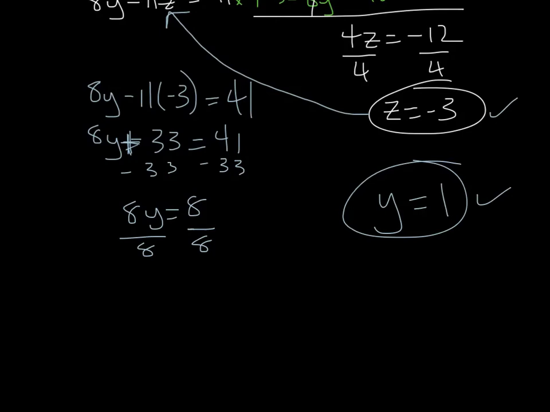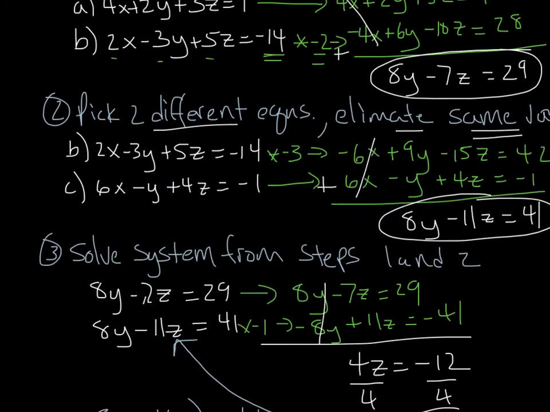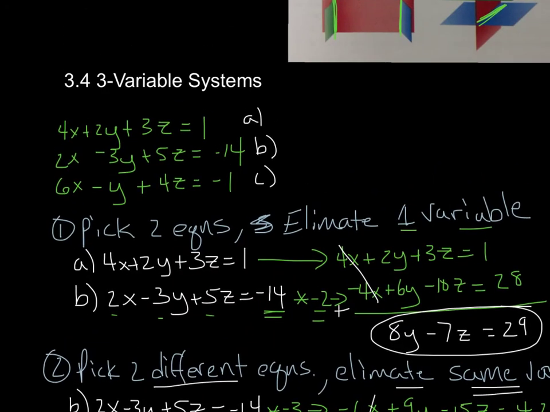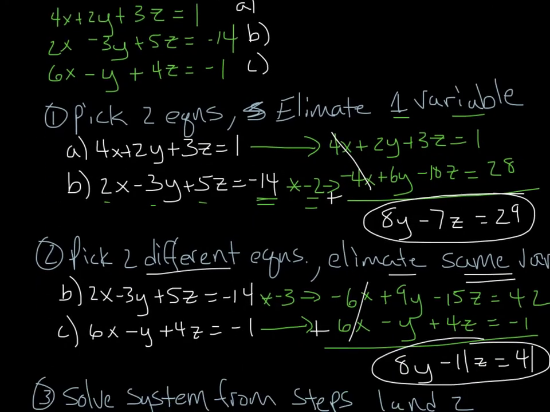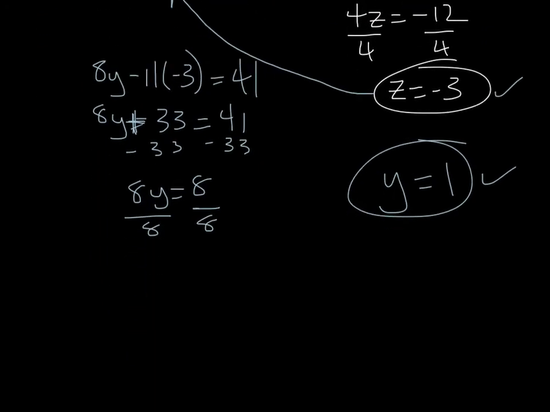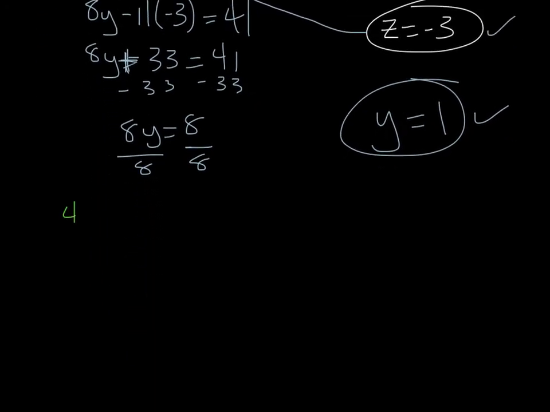So what I'm going to do is take one of my original equations, the one that had all three, x, y, and z. So let me go up and see what that was. I'm going to pick one of these three. It doesn't matter which one. So let me do the first one: 4x plus 2y plus 3z equals 1.